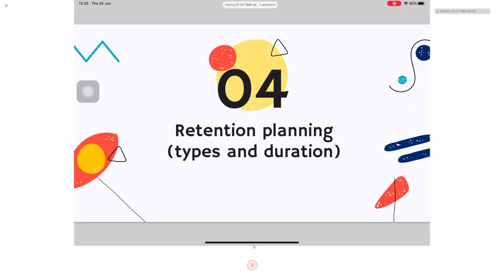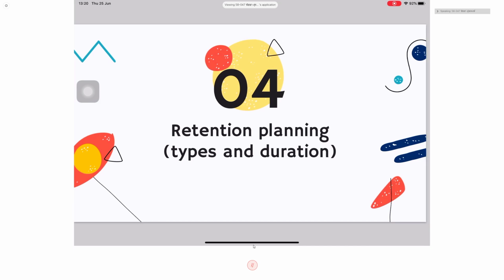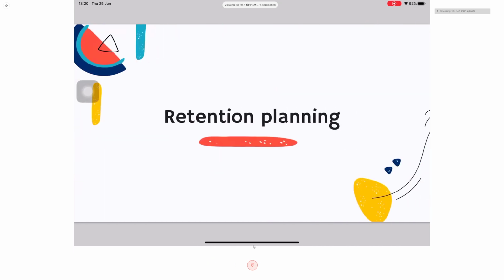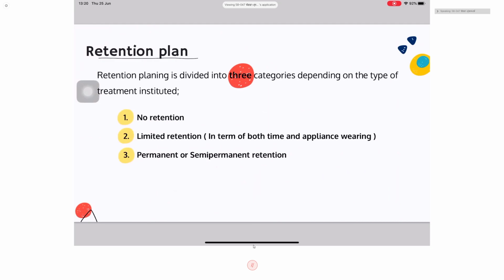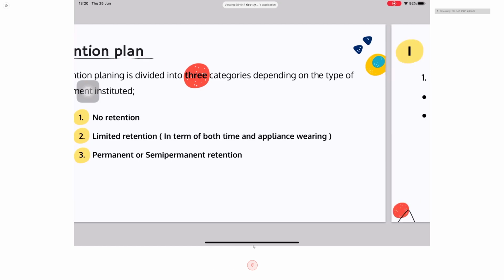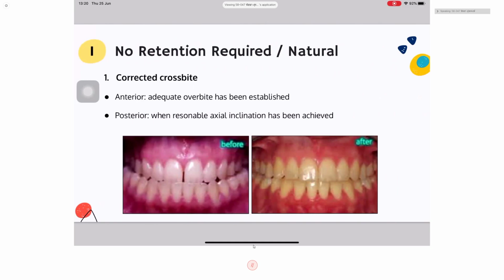And the last topic, retention planning, types and duration. Let's talk about the retention plan. Retention planning is divided into 3 categories, depending on the type of treatment instituted. 1. No retention. 2. Remote retention. 3. Permanent or semi-permanent retention. First one, no retention required.